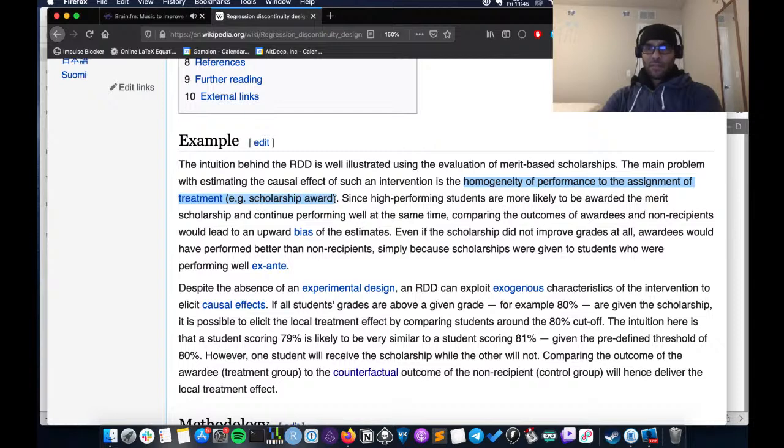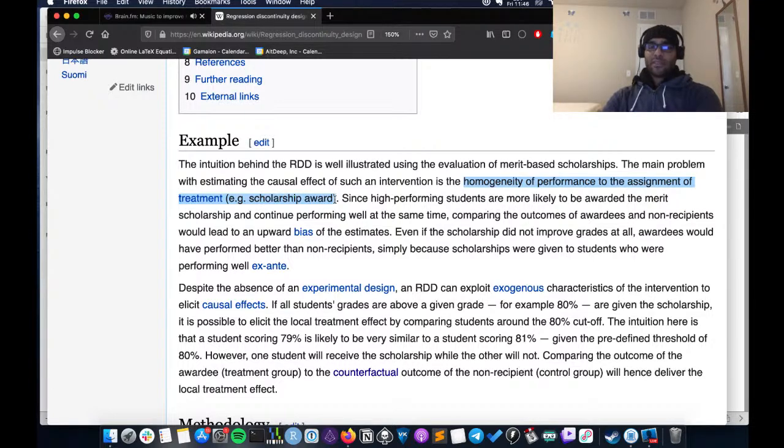Right. So even if the scholarship did not improve grades at all, the awardees would have performed better than non-recipients simply because scholarships were given to students who were performing well ex ante. Despite the absence of an experimental design, an RDD can exploit exogenous characteristics of the intervention to elicit causal effects. If all students whose grades are above a given grade, for example 80%, are given the scholarship, it is possible to elicit the local treatment effect by comparing students around the 80% cutoff.